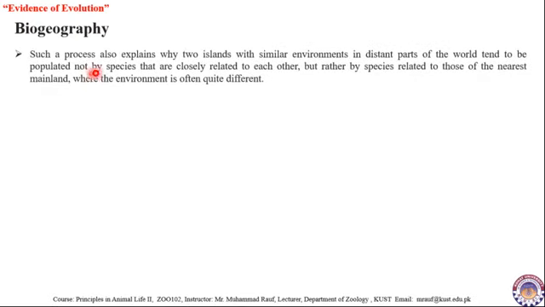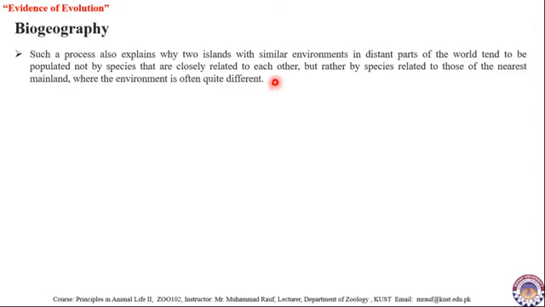Such a process also explains why two islands with similar environments in distant parts of the world tend to be populated not by species that are closely related to each other, but rather by species related to those of the nearest mainland, where the environment is often quite different.